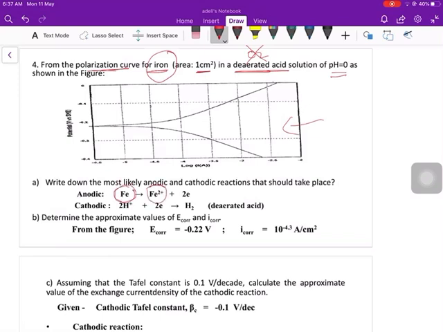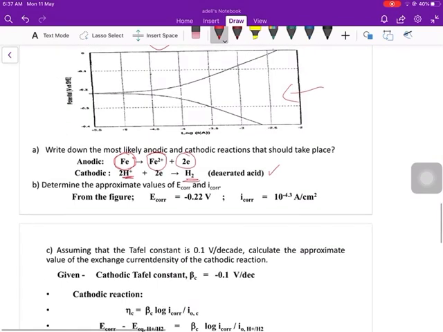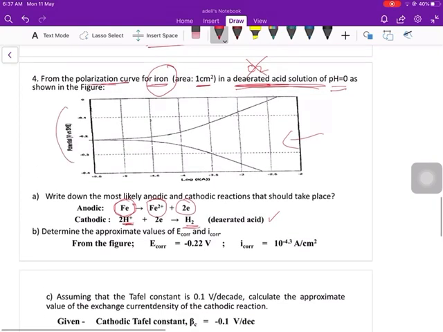So you know what the material is: iron. Iron is the anodic process. It will dissolve or corrode to Fe2+ and release 2 electrons. What is the cathodic reaction? This is the condition, deaerated. There is no oxygen, so you must use this: hydrogen ions evolve to hydrogen gas. These are the anodic and cathodic reactions.